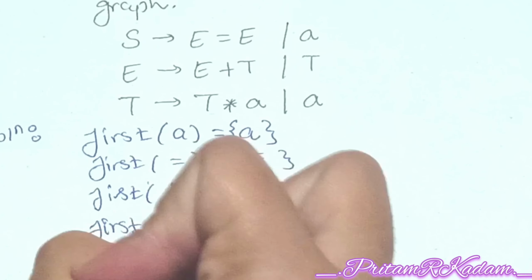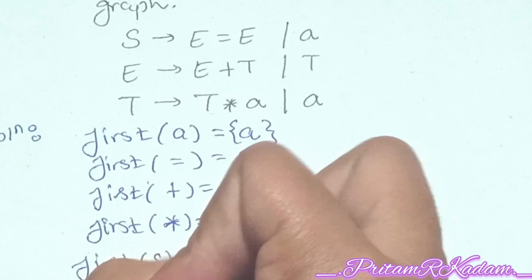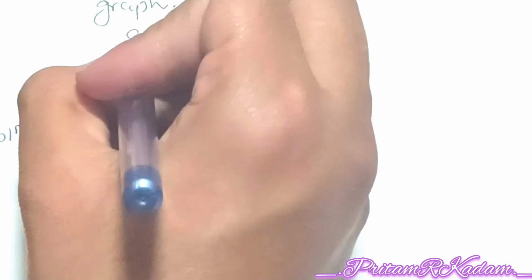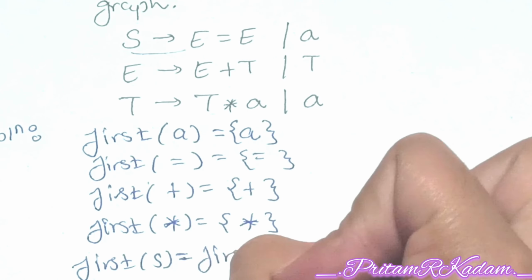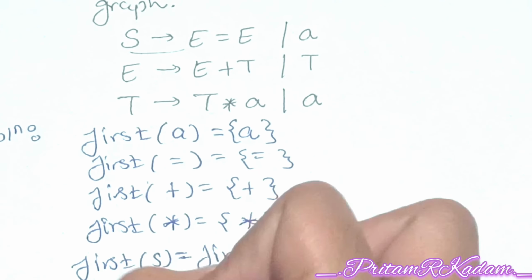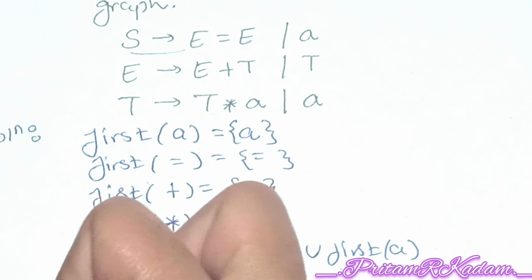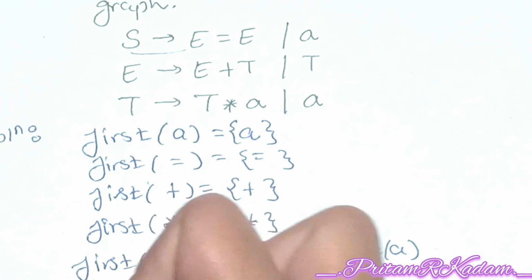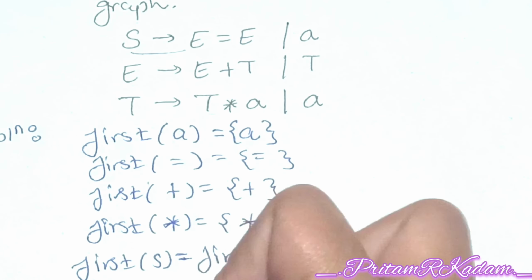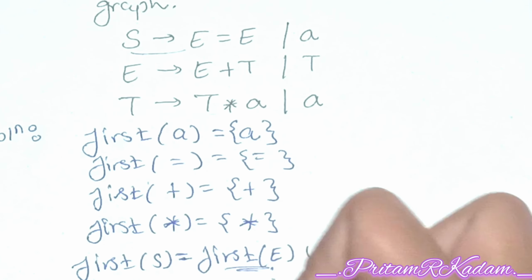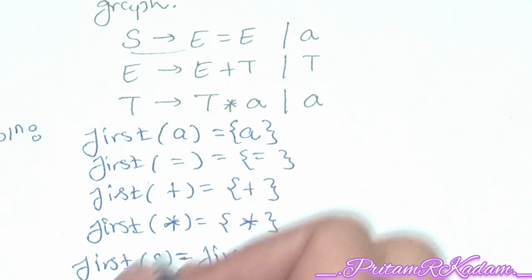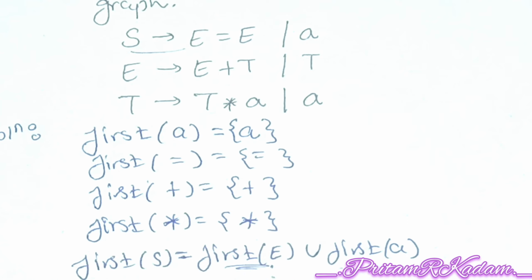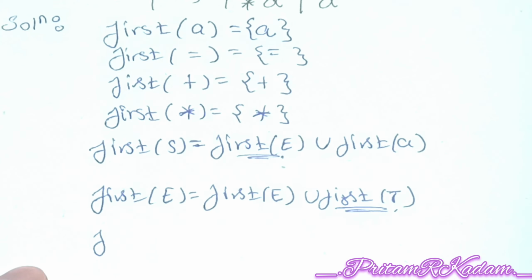So first of S will be equal to first of E union first of A. If you don't know how to find the first and follow, then you should watch my video on first and follow for sure. For this we have to find the first of E. First of E is first of E union first of T, so that is just first of T only. So for that we have to find the first of T.